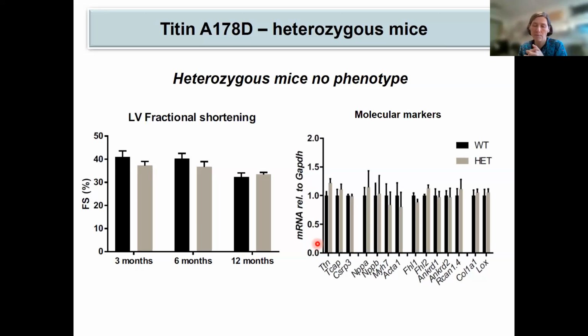But these mice didn't have a phenotype, not when they were young, not when they were old, not when you looked at molecular markers. And this seems to be the story of my life. I generate mice that don't have a phenotype. And this is partially because mice and humans are very different in their physiology. So the mouse heart beats 10 times faster than a human heart. And also the behavior of mice and humans is very different.